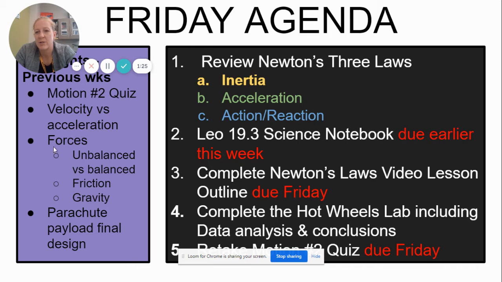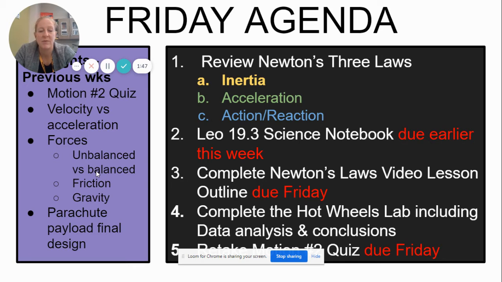Okay, we also looked at the idea of forces, specifically whether or not the forces were balanced or unbalanced on our car. We saw our car had balanced forces when it was stationary, so when it was either sitting on the table or when it fell to the ground, when it landed on the ground. Okay, so those would be examples of balanced forces.